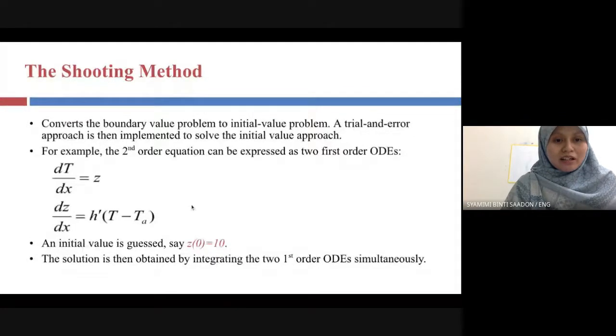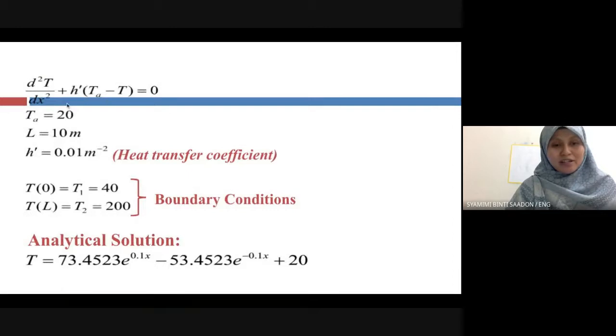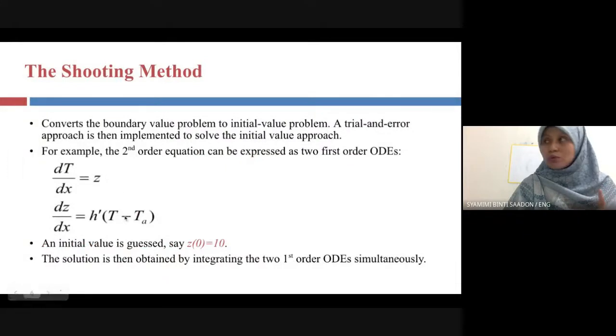Okay. So for example here, the second order heat transfer equation can be expressed as two first order ODEs. So we express it like this. dT/ds, we call a new parameter z. We just note it as z. So dT/ds is equal to z, and this function z is equal to h prime (T minus Ta). So we try to separate this set of second order differential equations into two first order equations.